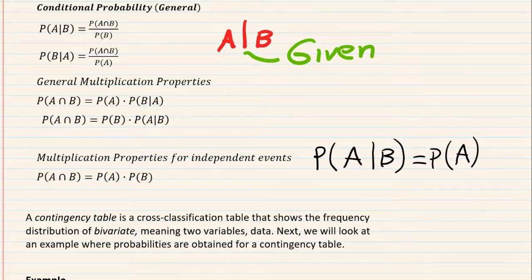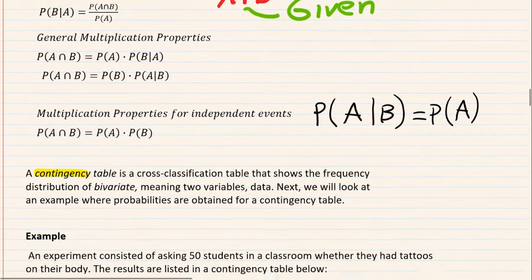We're going to look at a contingency table. So what is a contingency table here? A contingency table is a cross classification. It's a table, so that means it's got rows and columns. And usually it shows the distribution of scores for two variables. The variables are usually qualitative variables in the contingency table.